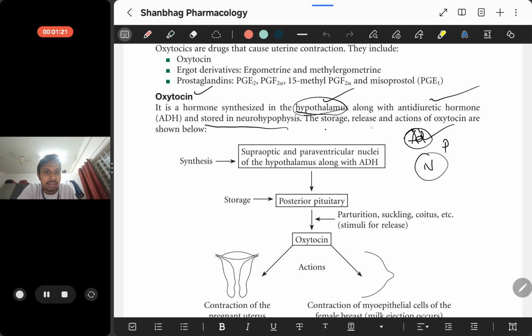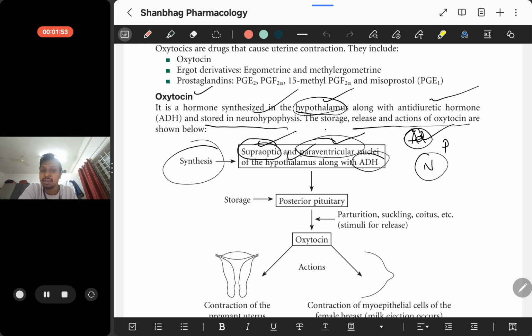The storage, release and action of oxytocin: first of all, let us see where the synthesis occurs. The synthesis occurs in the supraoptic and paraventricular nuclei of the hypothalamus. Hypothalamus has different types of nuclei. Among them, the supraoptic and paraventricular nuclei produce oxytocin along with ADH, antidiuretic hormone. And then through the neural path, it is stored in the posterior pituitary.